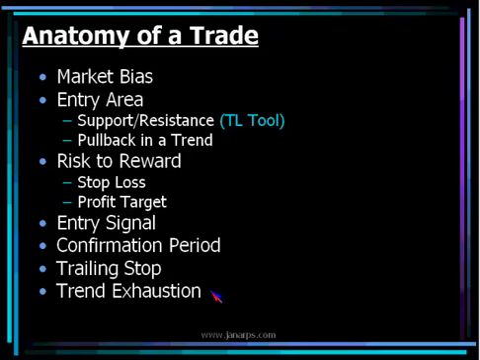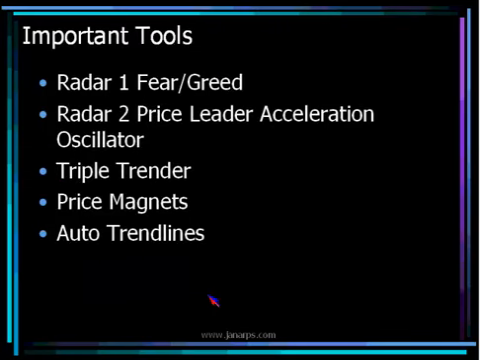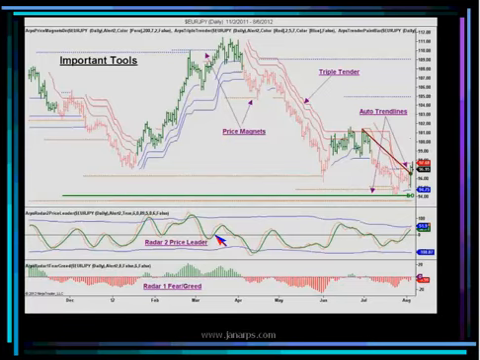And then you can also identify exits with trend exhaustion, and this is really the meat of this presentation, also showing you how to identify when the trend is coming to an end and it's best to take your profits and put them into your account. Some of the important tools we need to do this are the Radar 1 Fear Greed Indicator, the Radar 2 Price Leader Acceleration Oscillator, the Triple Trender, Price Magnets, and a great tool, one of the foundations of my charts, the automatic trend lines. Let's take a look at some of these tools.